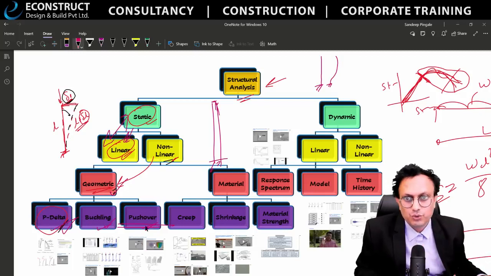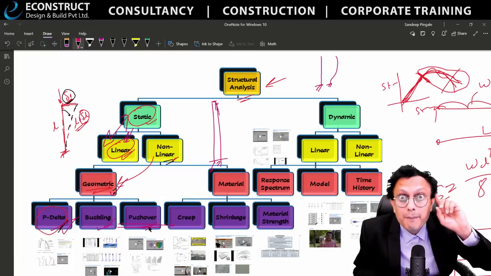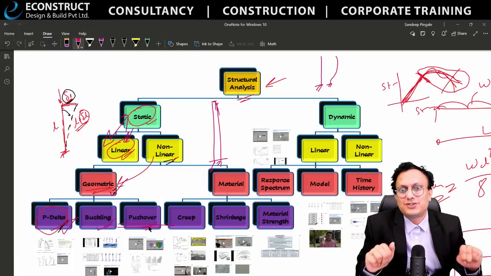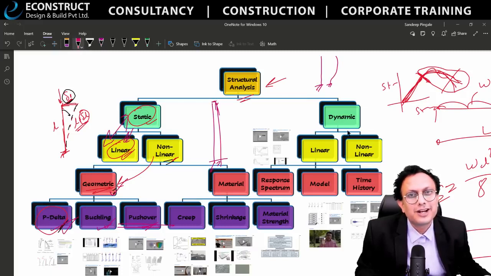That is the pushover analysis. Is it required? Yes, definitely yes, to understand the performance of the structure. Understood? So this is the static analysis. Everything, boss, is in the static analysis. We'll come to the dynamic analysis after a while. All right. Then what is the creep, shrinkage, and material strength?